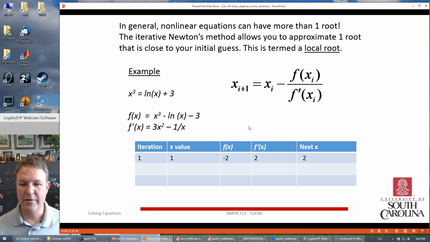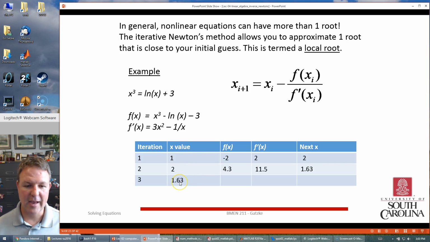So the next value is going to be 2, ironically. We stick that in here. Our x value becomes 2. f of x and f prime of x evaluated at x equals 2 are 4.3 and 11.5. When we plug these two values, x, f of x, and f prime, into the Newton's method function, we get 1.63. So our next value of x is 1.63.